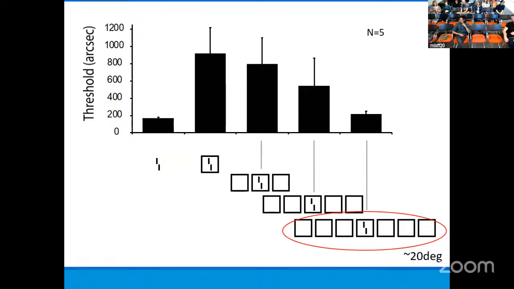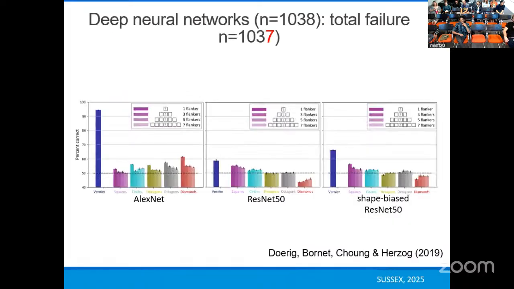Okay, so much about the human psychophysics. You might actually ask, but what about the networks? The networks are super good vision systems. Do they reproduce these results?